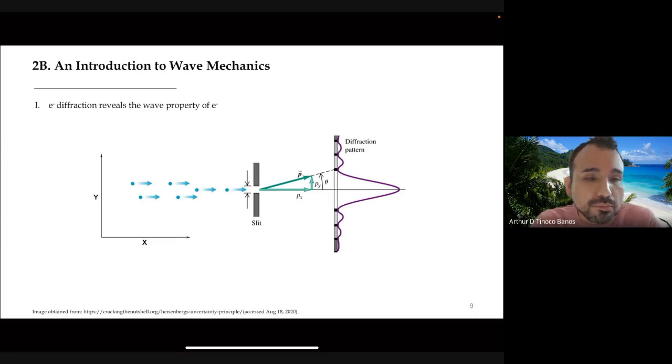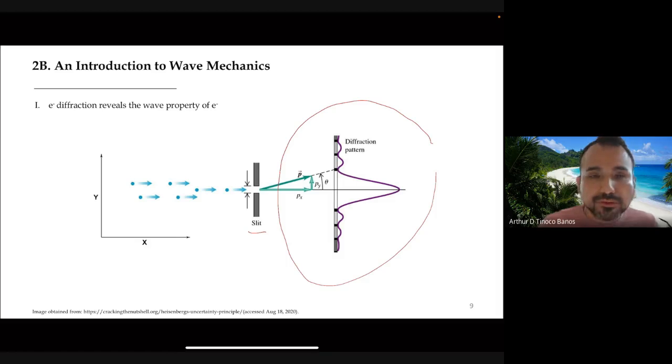So in this experiment, electrons were passed through a slit. And the expectation, or the hypothesis, was that as they go through the slit and get detected by a detector of sorts, you would see fixed particles hitting the detector. However, what was actually observed was this diffraction pattern.